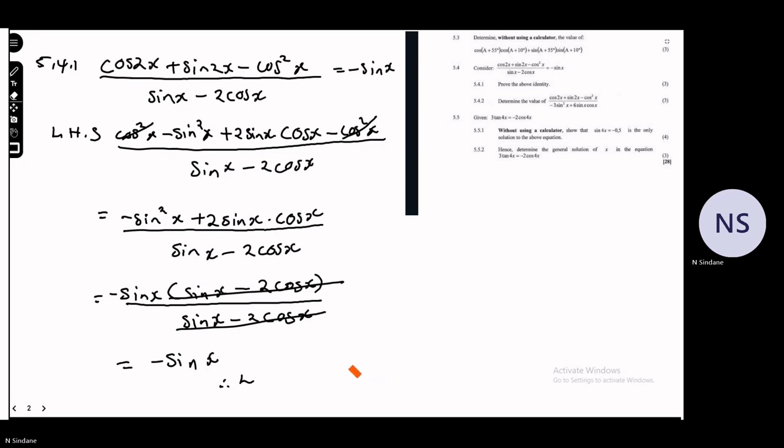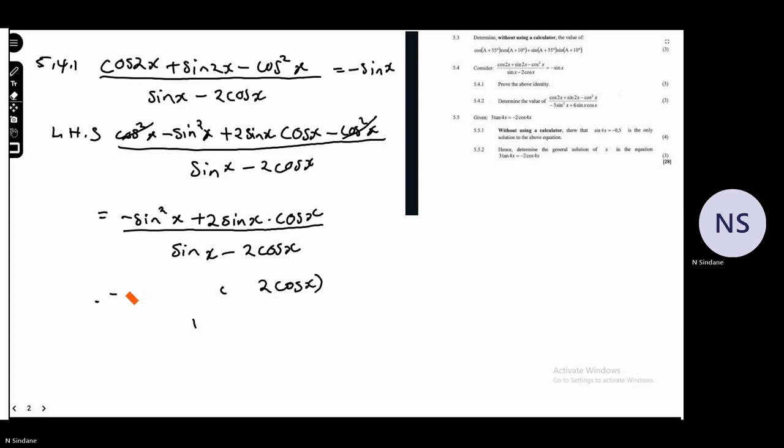Okay, let's check the next question, which is actually determine the value of k. Need to know what is the value.